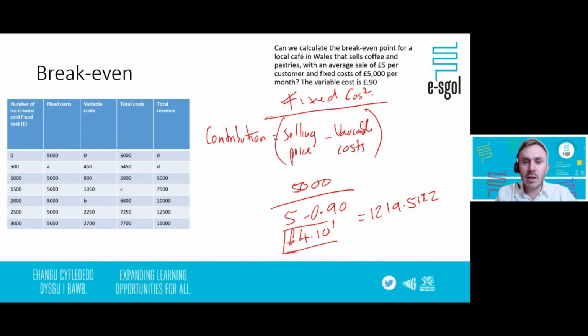Now, when we're looking at break even, we're looking for the number of items that we need to sell, or the number of items we need to produce, in order to break even. So we have to round up. So therefore it becomes 1,220, and put items. If it tells you about coffees, put coffees. If it tells you about customers, put customers. Do not leave that blank and avoid putting a pound sign on the break even. So just to recall, it's fixed cost divided by our contribution, which is our selling price minus our variable costs.